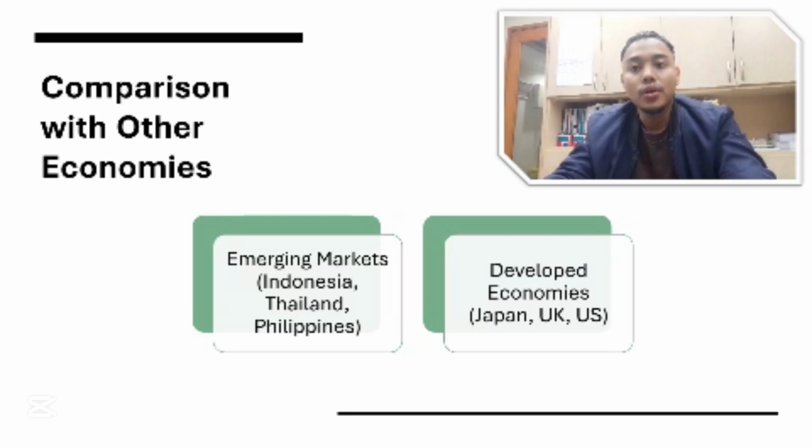Now we go to the comparison with other economies. Comparing Malaysia to other economies reveals important nuances. We examine several examples. The first one, emerging markets, for countries like Indonesia, Thailand, and the Philippines. These economies face similar challenges due to reliance on commodities and tourism. However, diversification and domestic market size offer differing degrees of resilience.